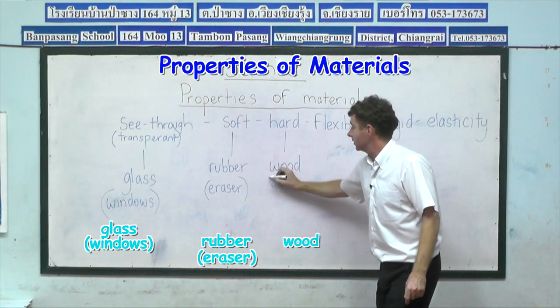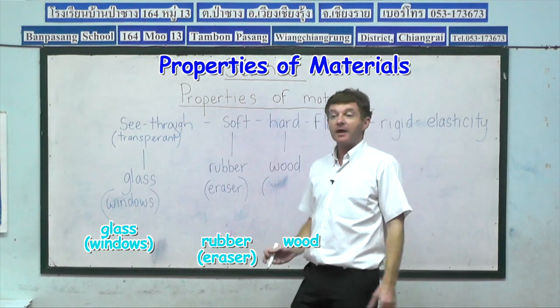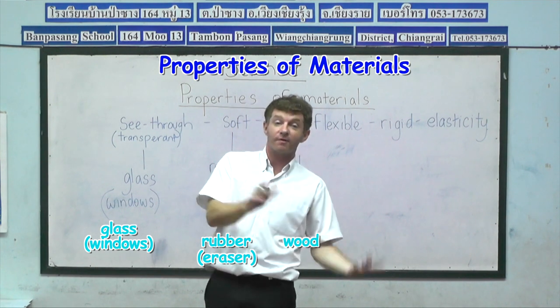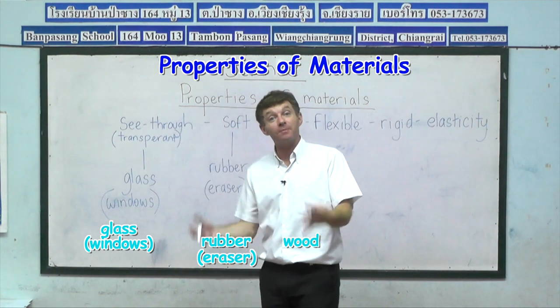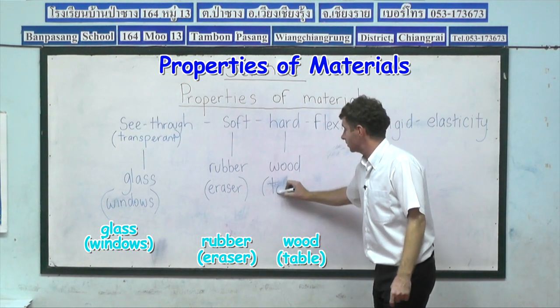W-O-O-D. Now, who can tell me something made of wood? Table. Good answer. If we have a table at home and we have our dinner, it's no good if it falls down. It needs to be hard. So if it's made of wood, it's a good example.